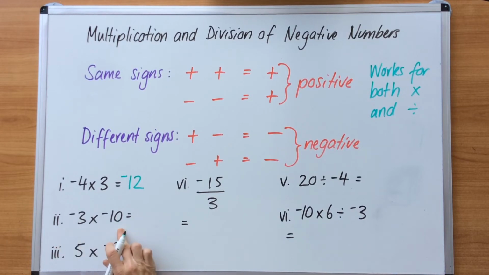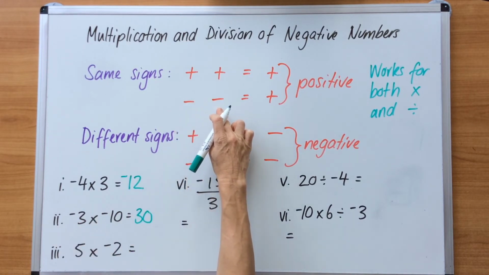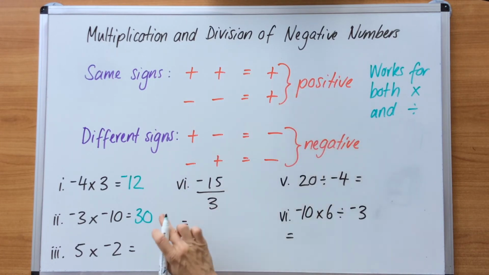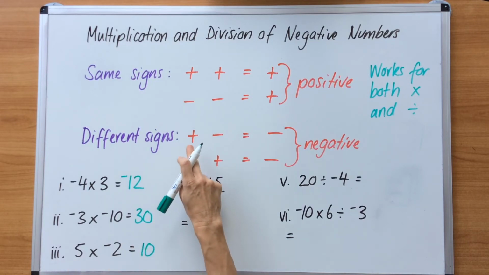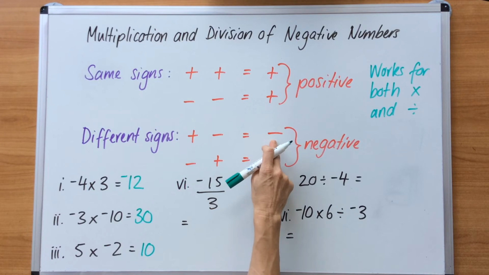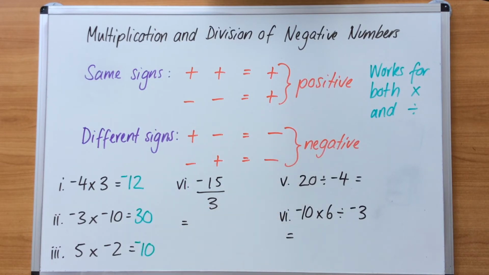Moving on to the second example here, we have 3 times 10 is 30. A negative times a negative gives us a positive answer, so it just stays at 30. This one here we have 5 times negative 2, so 5 times 2 is 10. We have a positive and a negative, so positive and negative means a negative answer.